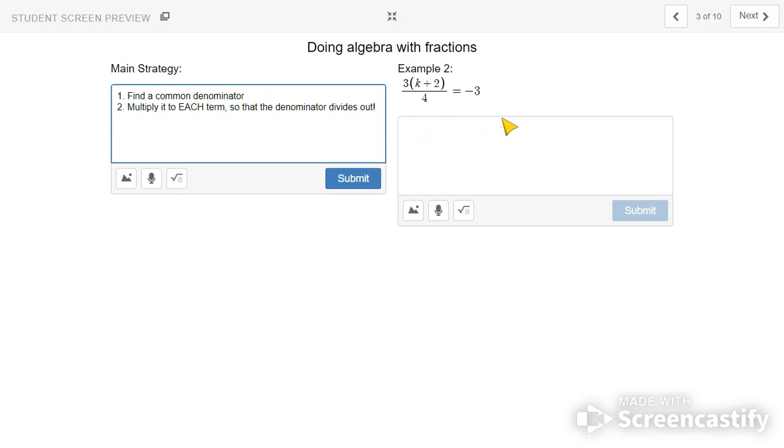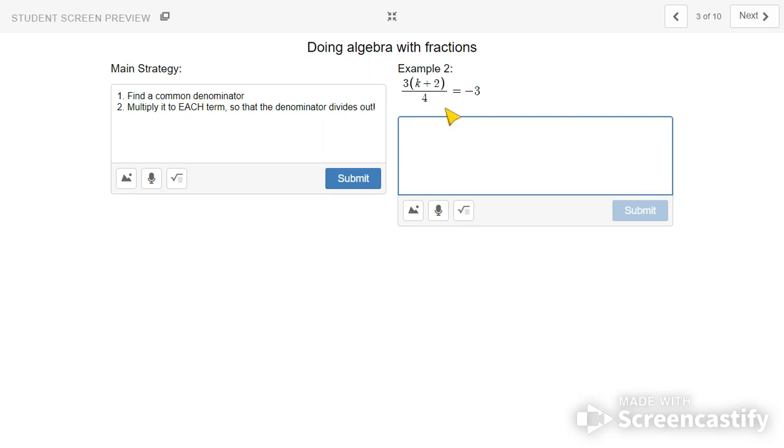Now, in this question, how many terms do we have? We have 2 terms here because we know that this entire thing is a term and this is a term. Since this is a fraction, it's a whole fraction because it's over one number. So the positive sign here doesn't change the fact that this is still one term.